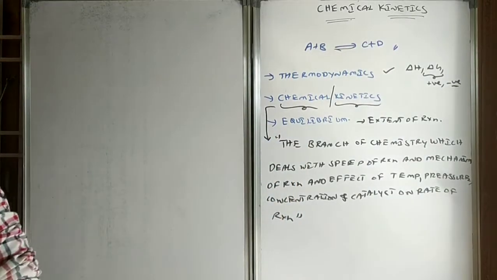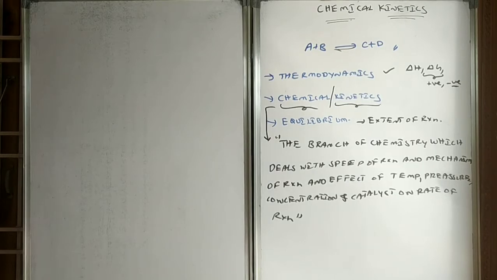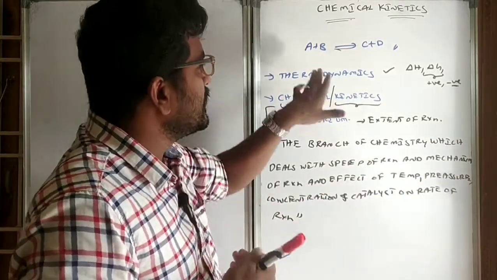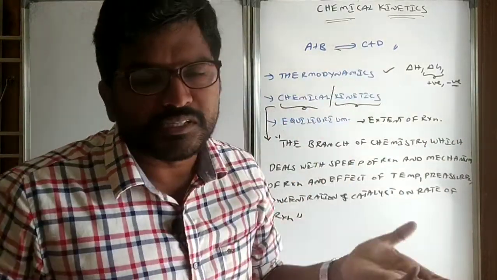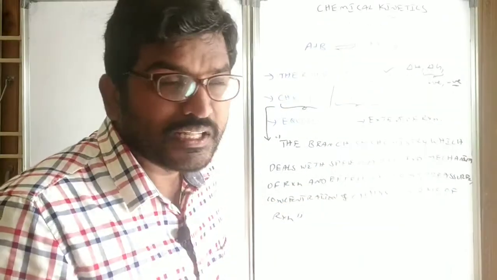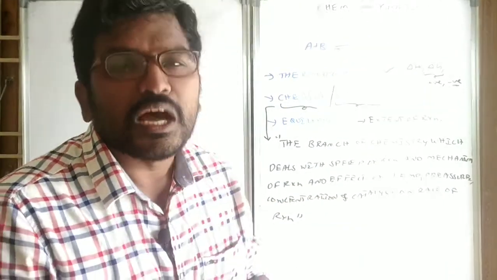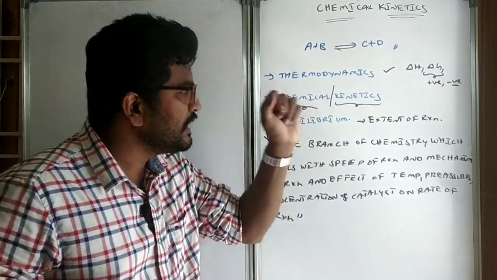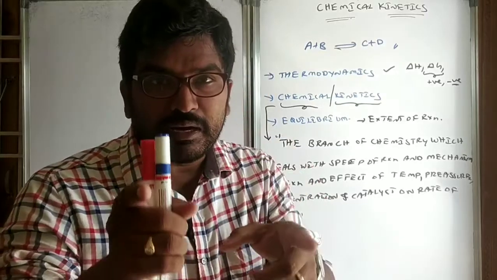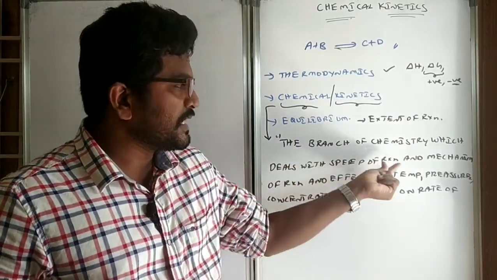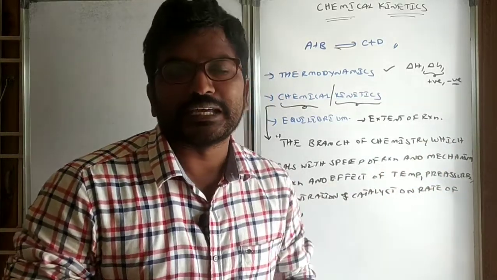So it is the branch of chemistry which deals with speed of reaction. If you take a particular chemical reaction, whether it is forming products in 10 minutes, or in 20 minutes, or in 30 minutes, how much reaction happened, that kind of things can be studied by using chemical kinetics, the branch of chemistry which deals with speed of reaction and mechanism of the reaction.